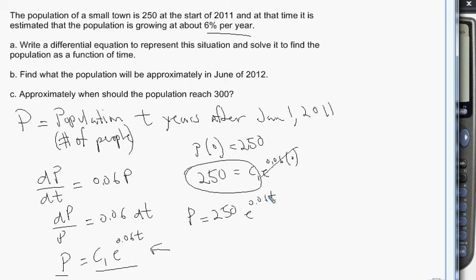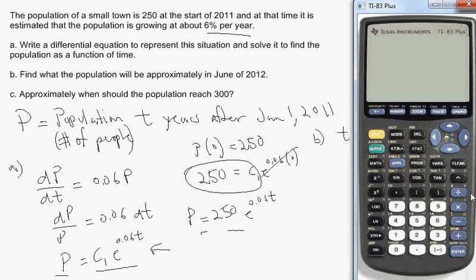Okay? And now we can plug that in. This is basically all part A, and this may have been sort of a precursor to part B, but now for part B, we want to find what the population will be in June of 2012. So the question is, what is t at June of 2012? Well, January 1st would be 1 year later, and in June, well, we can assume it's June 1st, right? That's 6 months later, right? So that's a year and a half, so t is 1.5.